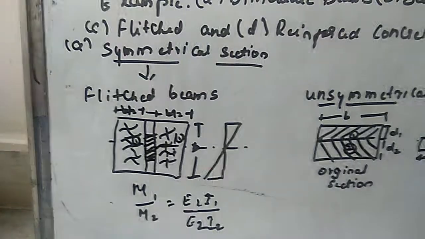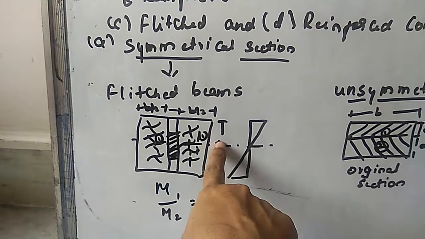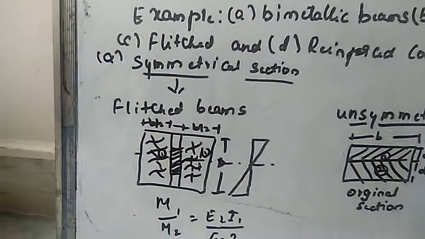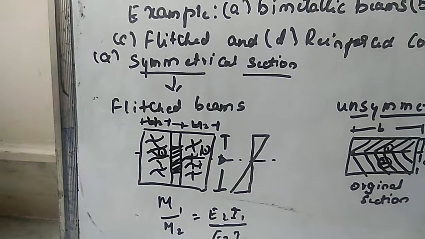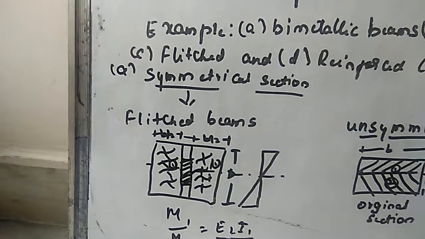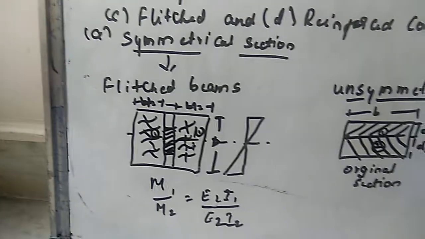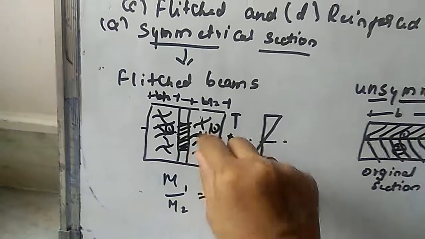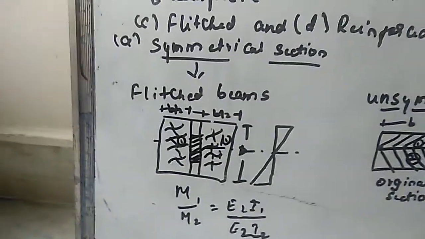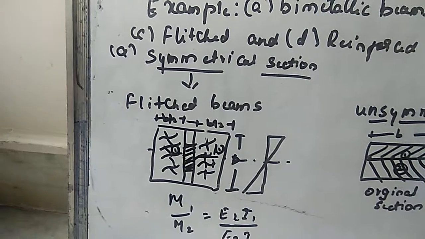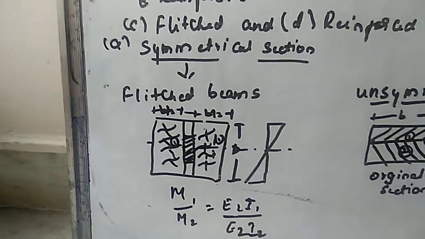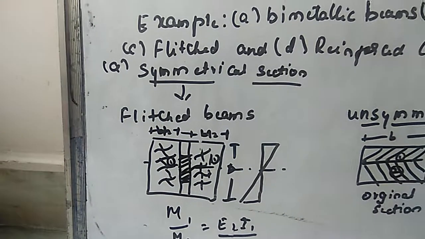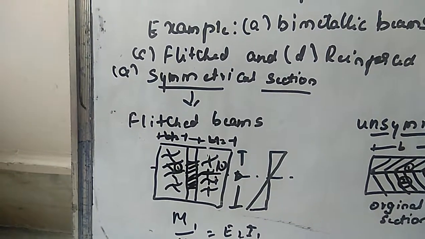Let the total D be the depth of the timber, and small d the depth of the steel strip. I didn't write it, but it will be the small d. Similarly, let the total B be the total width of the timber section, and small b the width of the steel strip.